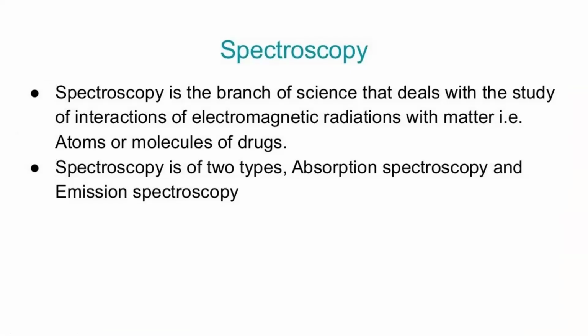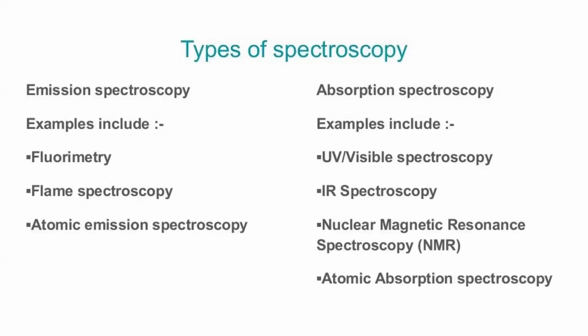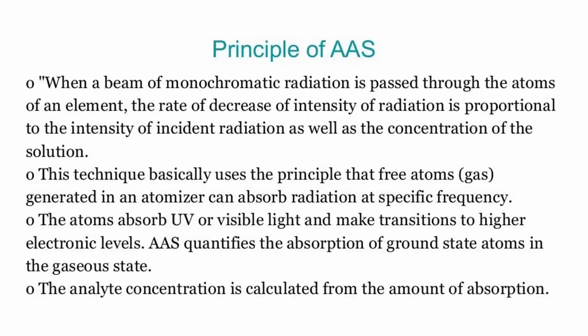Spectroscopy is the interaction of the electromagnetic radiation with matter, that is, atoms or molecules of the drugs. Spectroscopy is of two types: absorption spectroscopy and emission spectroscopy. Emission spectroscopy examples include fluorimetry, flame spectroscopy, atomic emission spectroscopy. Absorption spectroscopy examples include UV visible spectroscopy, IR spectroscopy, NMR spectroscopy, atomic absorption spectroscopy. In this video, we will discuss in detail about atomic absorption spectroscopy.